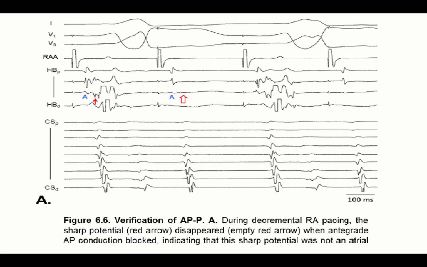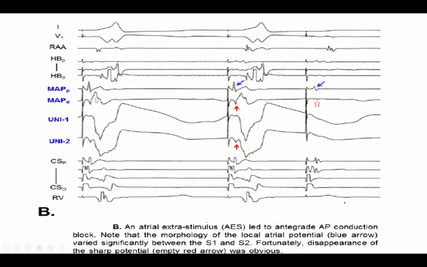So let's see. We can appreciate atrial pacing, decremental pacing, and we can see there is a potential and suddenly it disappears on reaching accessory pathway conduction block. What does it mean? It means this potential during pacing is really an accessory pathway potential. Now let's go to the next maneuver.